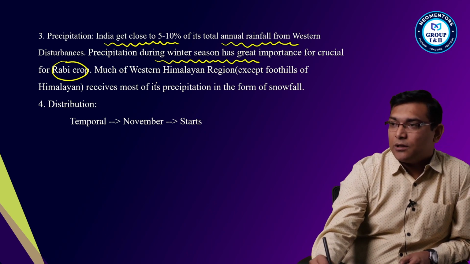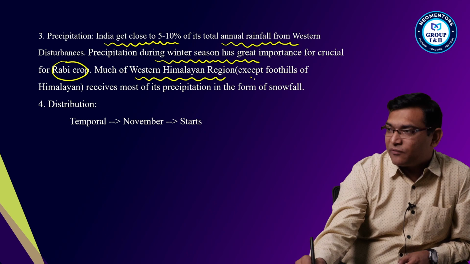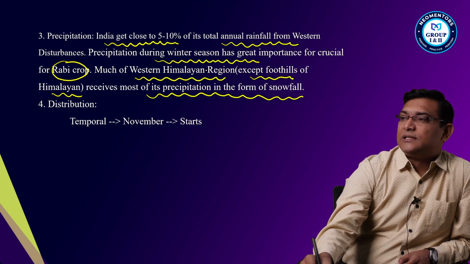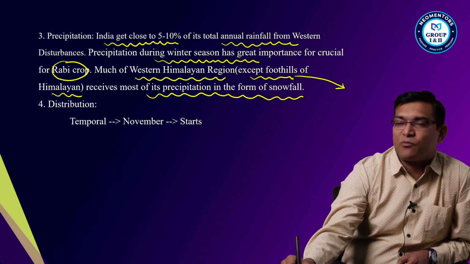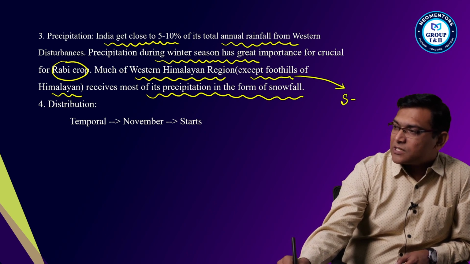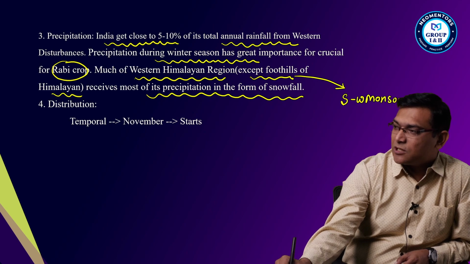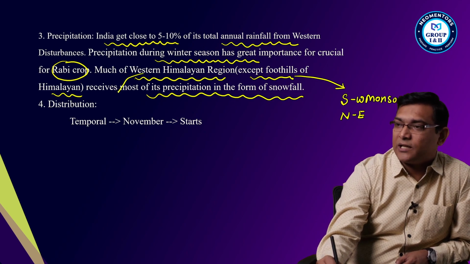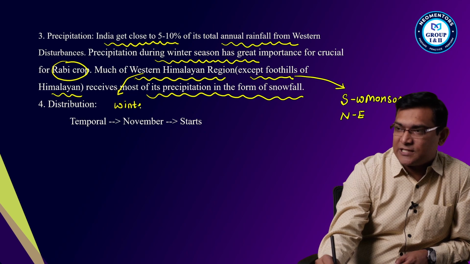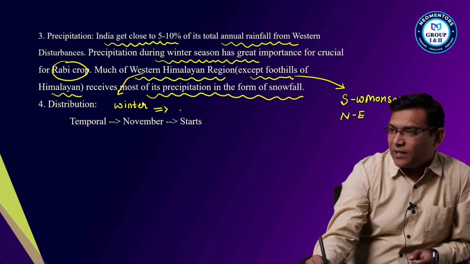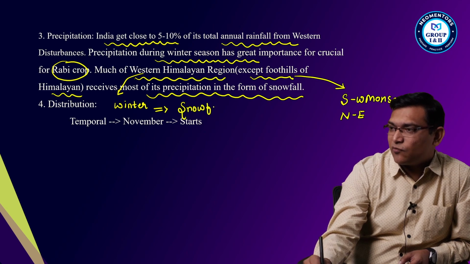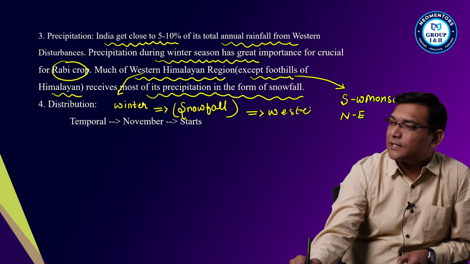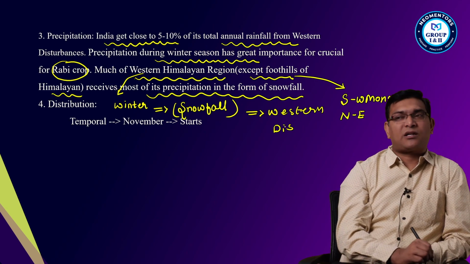Okay, much of the western Himalayas region, except the foothills of the Himalayas, receives most of its precipitation from snowfall. See, the foothills of the Himalayas receive most of their rainfall from the southwest monsoon and also northeast monsoons. So what is there in much of the western Himalayas? It is winter season, and when there is winter, what will happen? Snowfall will take place. Snowfall is also a part of your western disturbances.